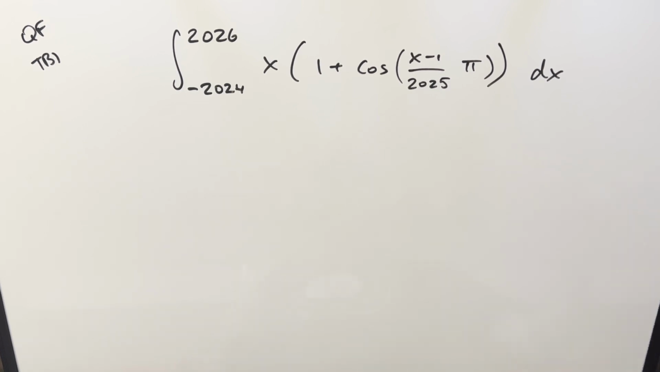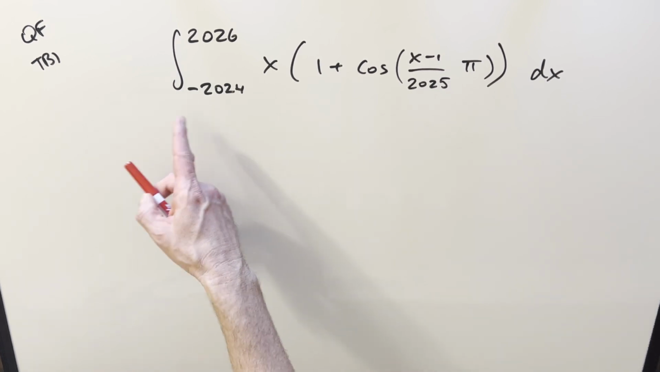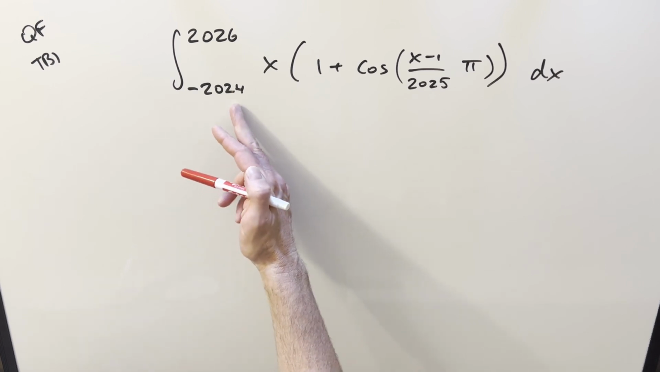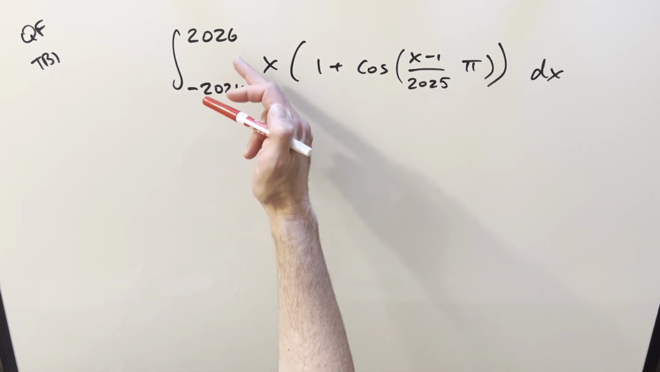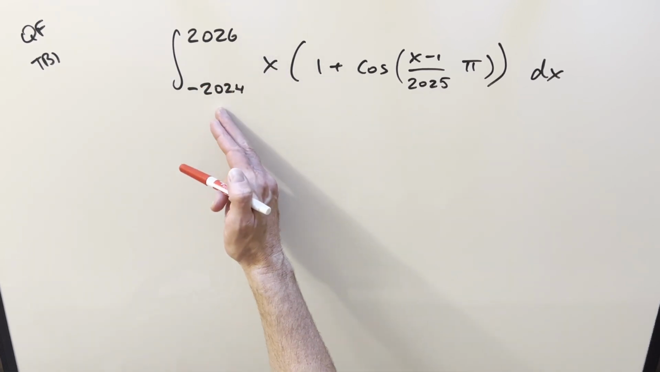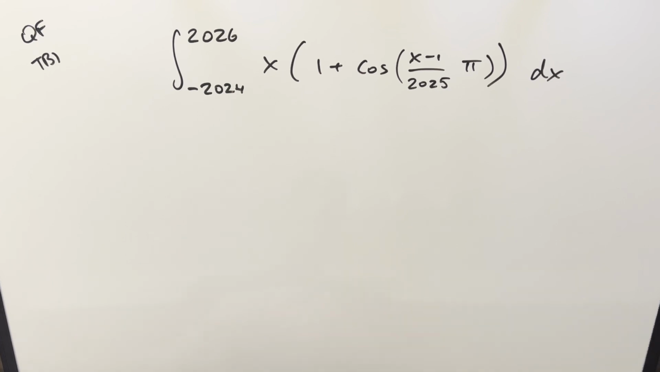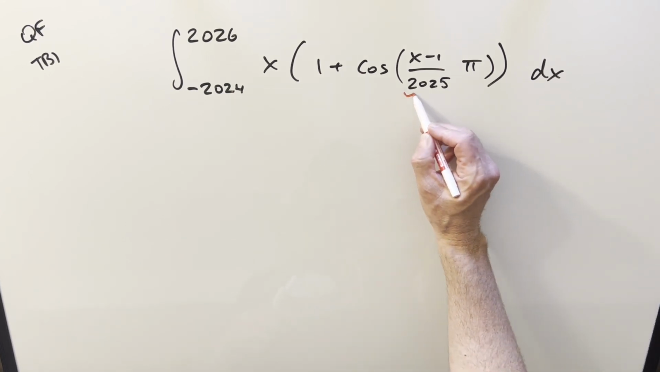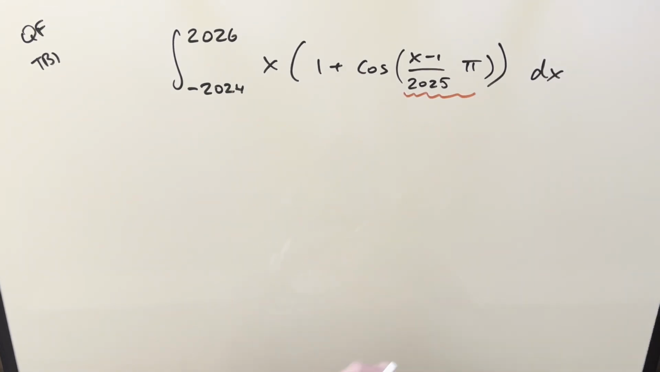First of all, the bounds. It's nice that they got something around 2025, but we usually like it when it's symmetrical, like if it was positive 2024 or negative 2026. And also the input on the cosine is kind of messy, so I think I want to deal with that part first. There's a lot of different choices in this.